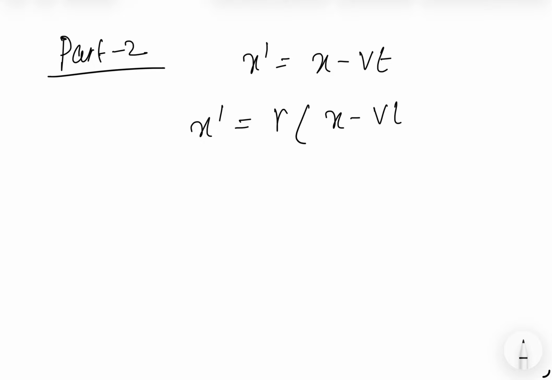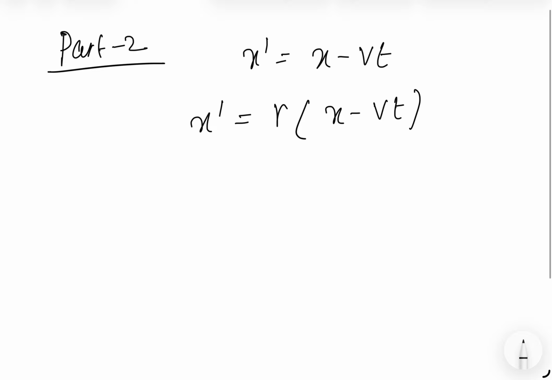Now let us consider, instead of x dash equals x minus vt, which we considered in the Galilean transformation, we will change it by multiplying a constant factor gamma to this x minus vt. Later, using boundary conditions, we will be able to determine this gamma, which we just arbitrarily multiplied, as a constant that we will find out.